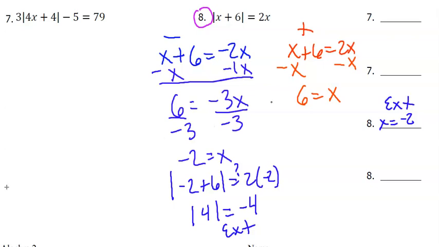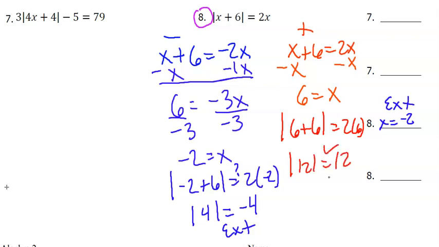Now let's do the positive piece. Is the absolute value of 6 plus 6 equal to 2 times 6? Is the absolute value of 12 equal to 12? Yes, that's true, so it's real. So x equals 6 is a real solution.